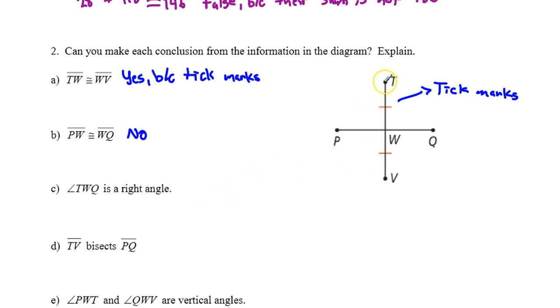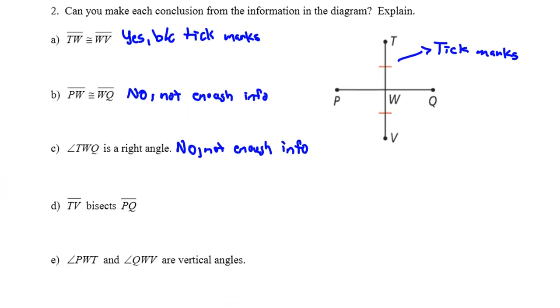All right, and then TWQ is a right angle. Well, it certainly looks like a right angle. Right angles form 90 degrees and perpendicular lines, but we don't really have anything to prove that. So no, and we could say not enough info. Same for B. No, not enough info. All right. Just because it looks like it, that's not strong enough for us to make that conclusion.